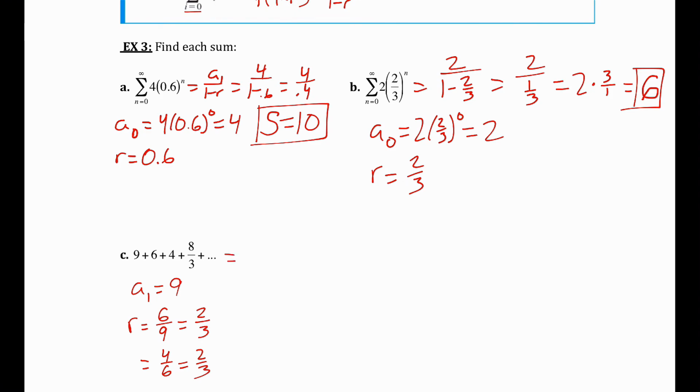So the sum, if we keep adding these over and over and over, is going to be the first term, 9, over 1 minus 2 over 3. So we have 9 over 1 minus 2/3, which is 1/3. Now again, dividing by a fraction is not the easiest thing to do, so we're going to do 9 times the reciprocal, 3 over 1, which gives us a grand total of 27. So we're adding up an infinite number of terms and getting a finite answer.